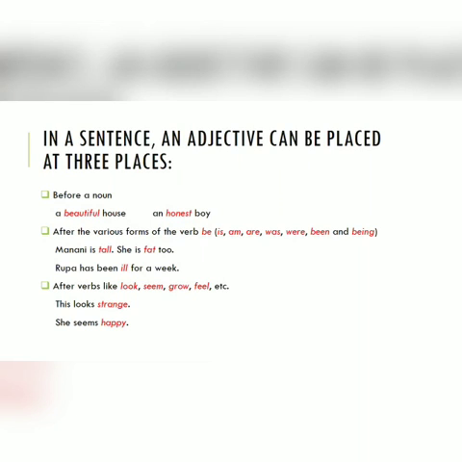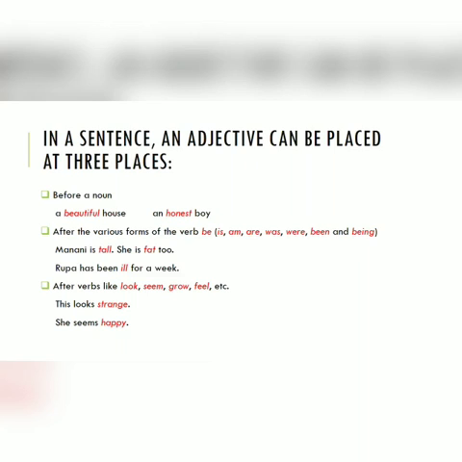In a sentence, an adjective can be placed at three places. They are, first one, before a noun. A beautiful house. Here house is a noun and to describe what kind of house, we use the word beautiful. That is an adjective. So we will use an adjective always before a noun. An honest boy.